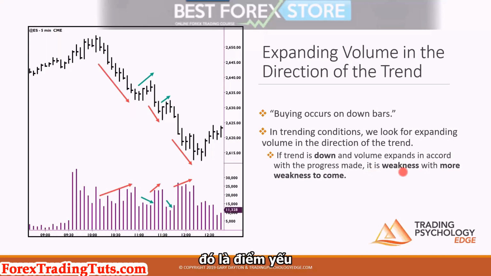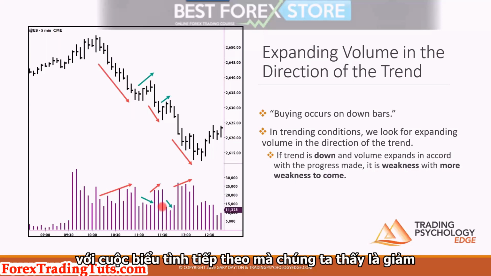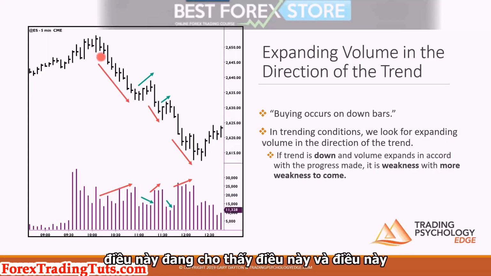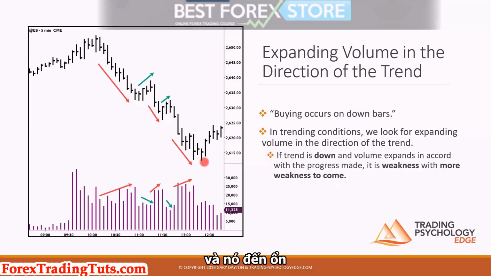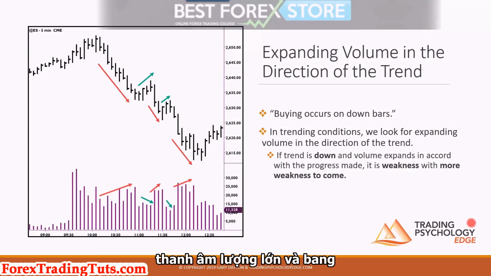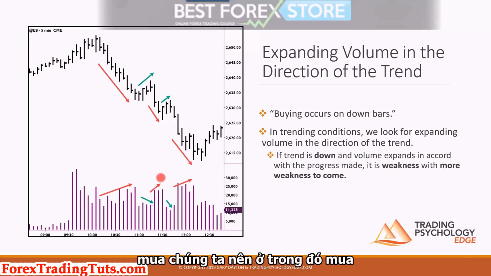So it's weakness that we see here, and we confirm it with the next rally, which we see is down, and we have trade opportunities in there. Okay, we'll come back to this chart a little bit later with that. But what this is showing, this and this, says more weakness is coming, and it does come. Okay, so don't get hoodwinked into seeing a high volume bar and, bang, we should be in there buying if it's a down bar. That's not necessarily the case.